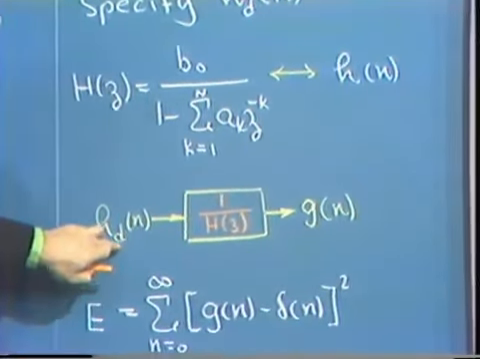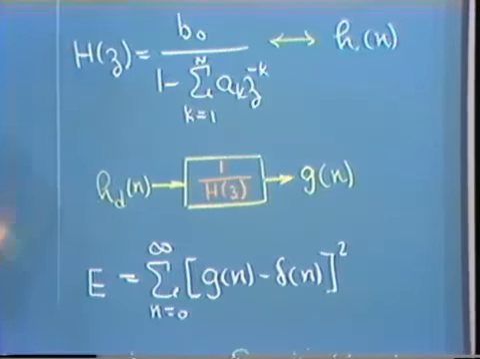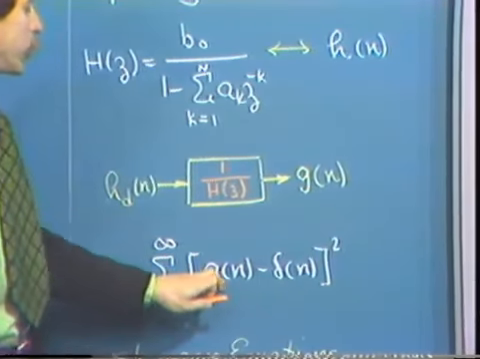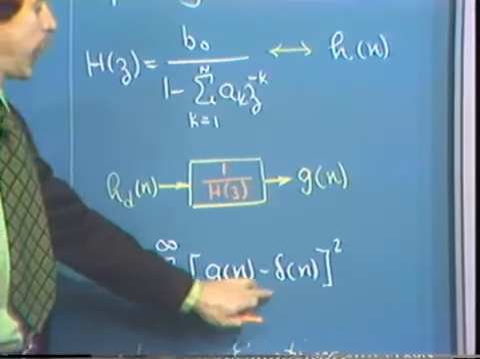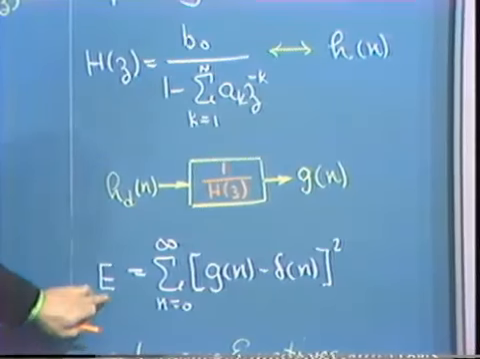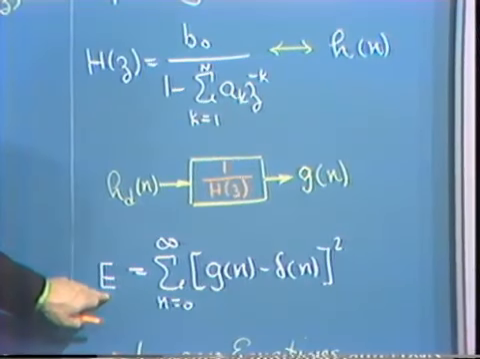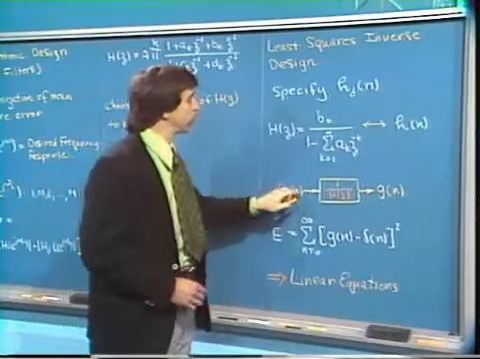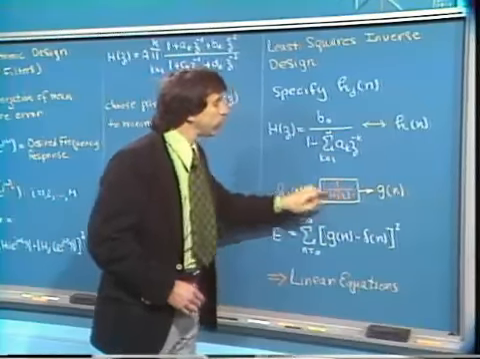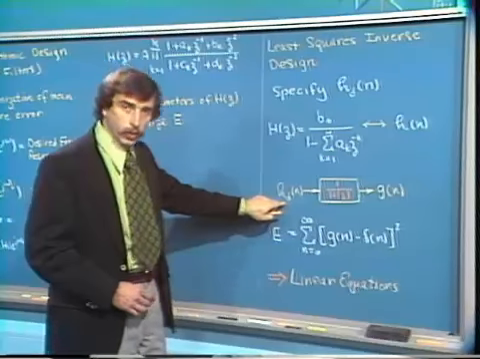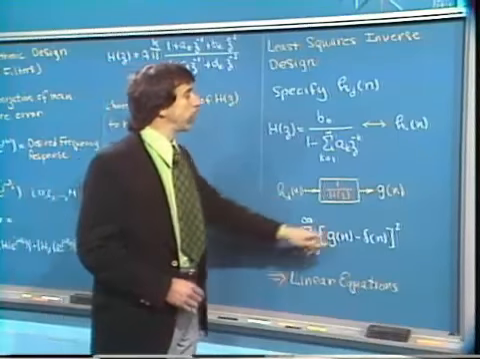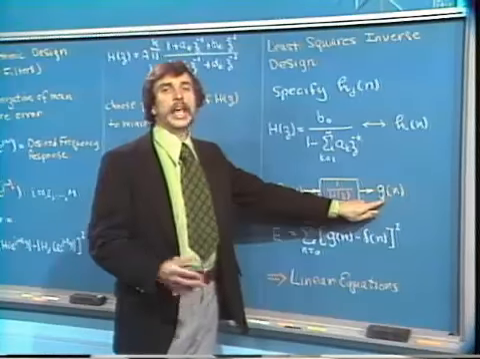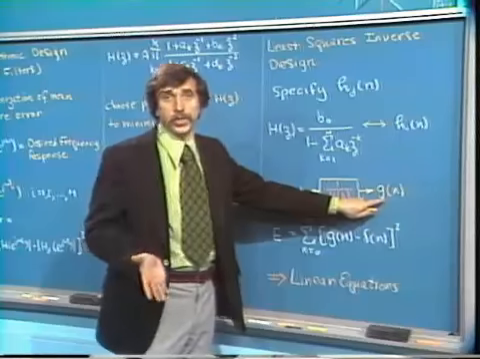Since h_d[n], we won't be able to fit exactly by a model of that form. So let's consider the error, which is the mean square difference between g[n] and a unit sample. And that then is the error that we minimize. So the idea behind the least squares inverse design is basically to design the inverse to the desired unit sample response. Do that by minimizing the mean square error between the output of this inverse system and the desired output, and the desired output, of course, is a unit sample.